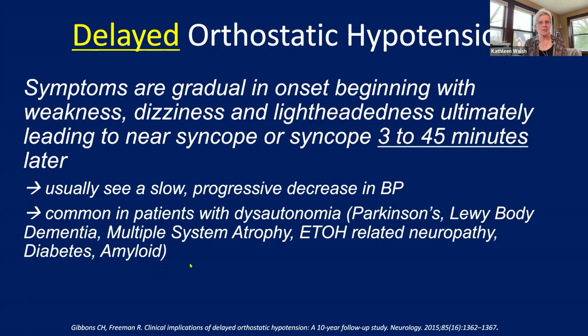Common in patients with dysautonomia. Patients who have dysautonomia are those with Parkinson's disease, Lewy body dementia, multiple system atrophy, alcohol-related neuropathies, diabetes that's been there forever will develop dysautonomia, or amyloid. The patients I see the most are those with Parkinson's disease, who have significant dysautonomia, and those who have diabetes or have been through chemo and radiation. I see quite a bit of dysautonomia and wild fluctuations in their blood pressure, and we have to take care of that.